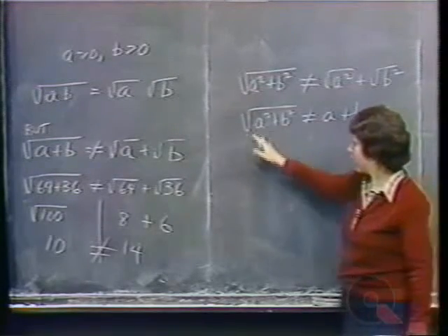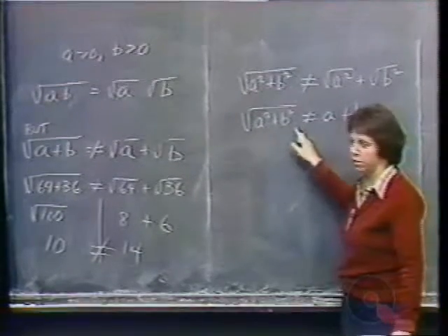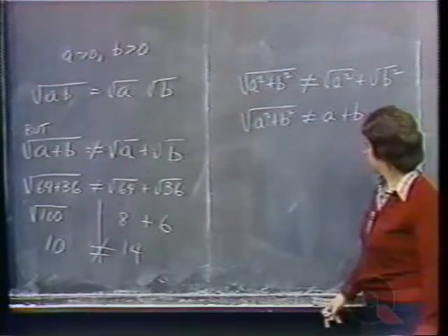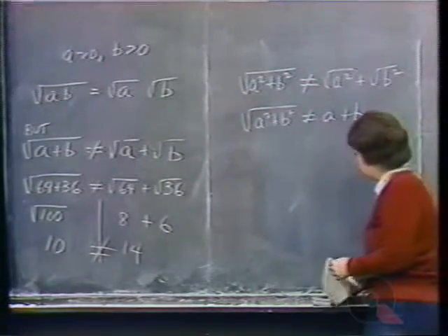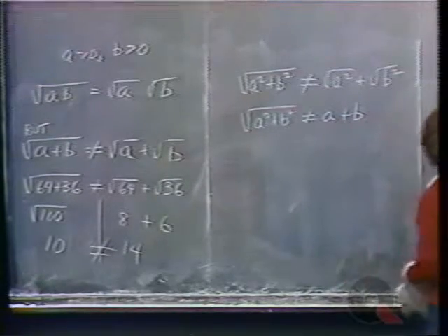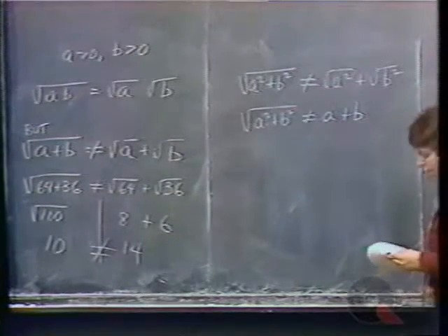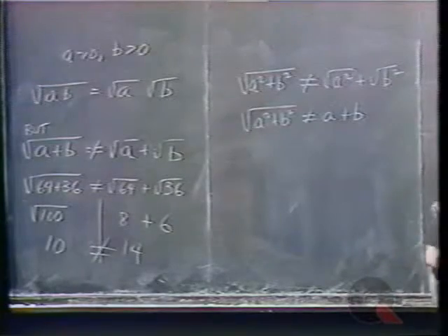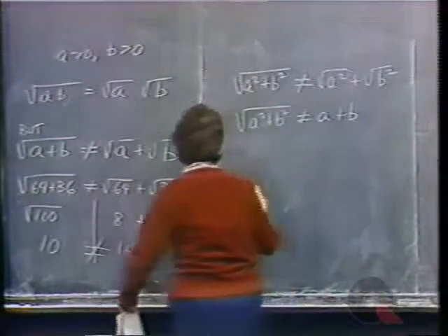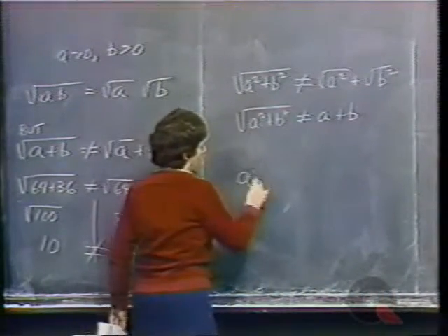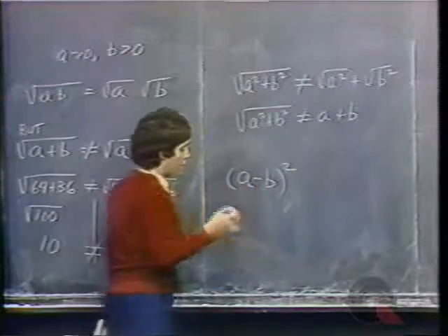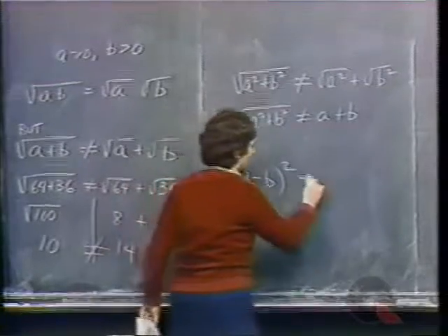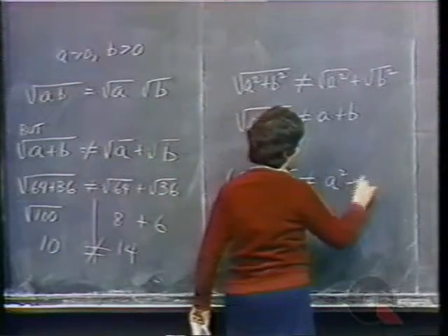You cannot take the square root of this term and then add to it the square root of that term. This is incorrect. Let me give you one more thing that you're not allowed to do. You're aware of the fact that, at least I hope you're aware of the fact that, A minus B squared is not A squared minus B squared.